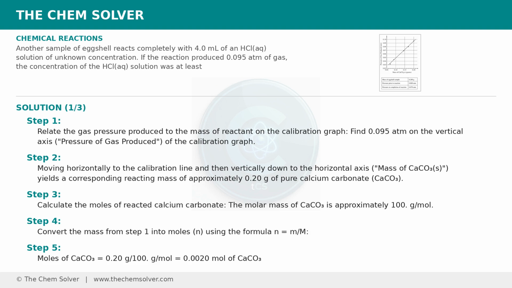Calculate the moles of reacted calcium carbonate. The molar mass of CaCO3 is approximately 100 grams per mole. Convert the mass from step 1 into moles. Using the formula n equals m over M, moles of CaCO3 is equal to 0.20 grams over 100 grams per mole, which equals 0.0020 moles of CaCO3.